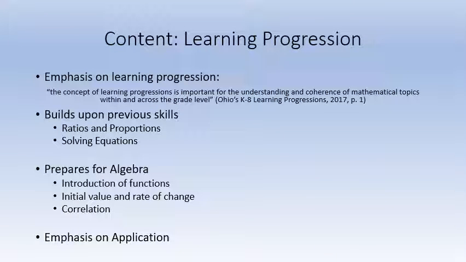When looking at content, learning progression and age appropriateness are essential qualities for any curriculum. These are strongly emphasized in the 8th grade math curriculum for Ohio. The Ohio K-8 Learning Progressions document states the concept of learning progressions is important for the understanding and coherence of mathematical topics within and across the grade level. This can be seen in the way that the standards build upon grades from previous levels. For example, ratios and proportions are a significant part of both 6th grade and 7th grade. However, in 8th grade, students are asked to build upon their knowledge of ratios and proportions by graphing proportional relationships, and further being able to make distinctions between a proportional relationship and a non-proportional linear relationship.